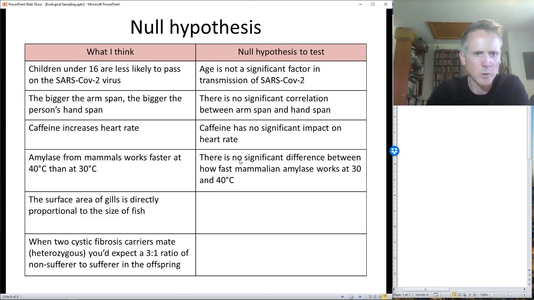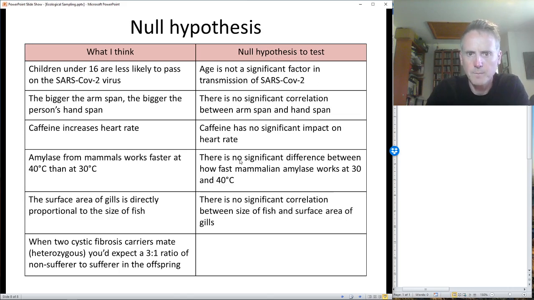The surface area of gills is directly proportional to the size of fish. That makes sense. If you're a bigger fish, you've got more cells, you need more oxygen. And you just say there is no significant correlation between size of fish and surface area of gills, and therefore you'd measure both, and then you would reject the null hypothesis, and therefore you'd accept that there is a significant difference between size of fish and surface area of gills.